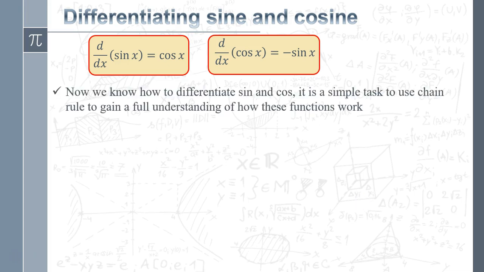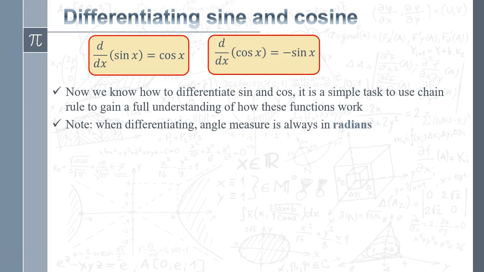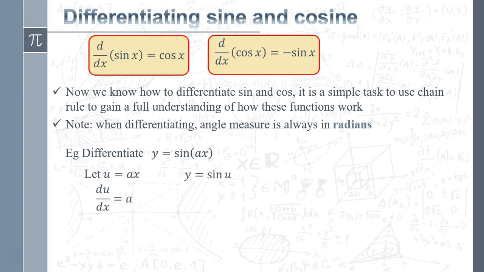Now let's look at how these work when we've got functions within functions. The note that popped up says that when differentiating, in any calculation, angle measure is always, always, always in radians, never in degrees. So, differentiate sine ax, let's chain rule it. Here we go: u equals ax, du dx equals a, so we've got y equals sine u.